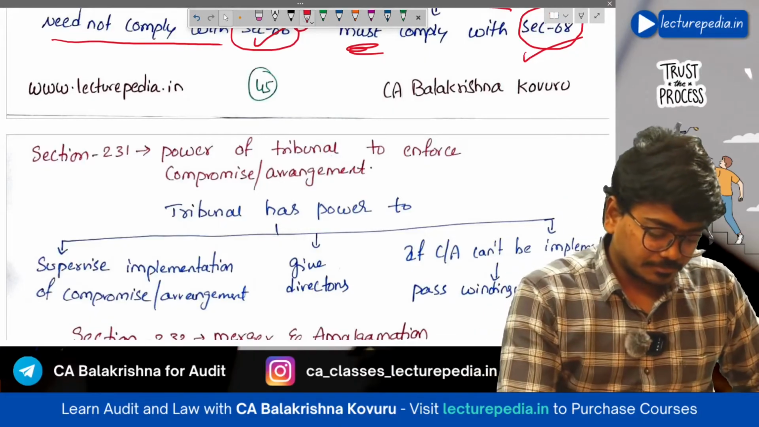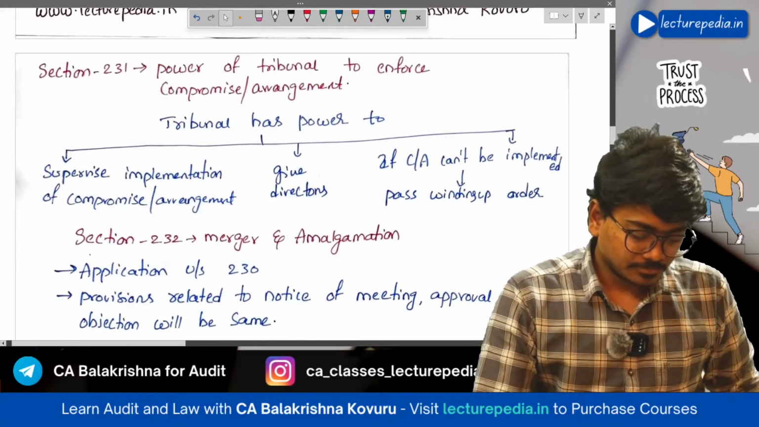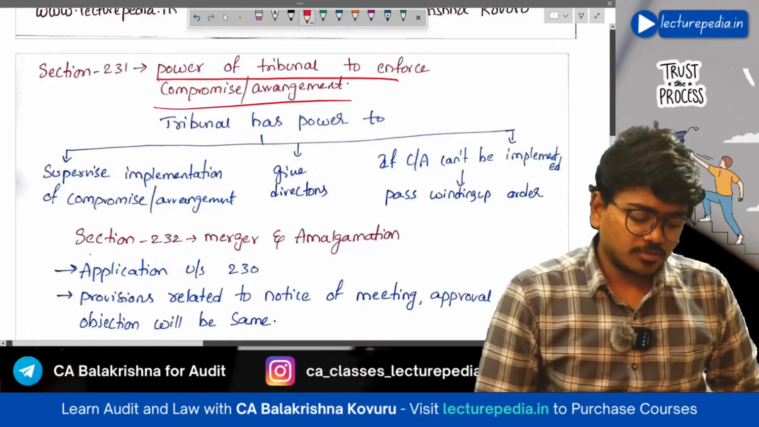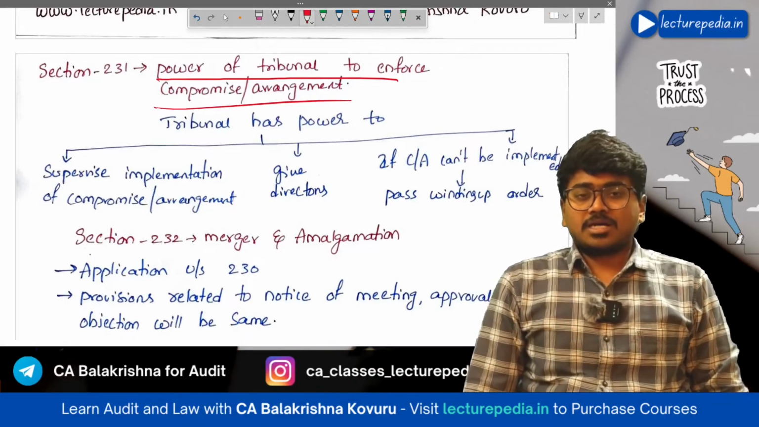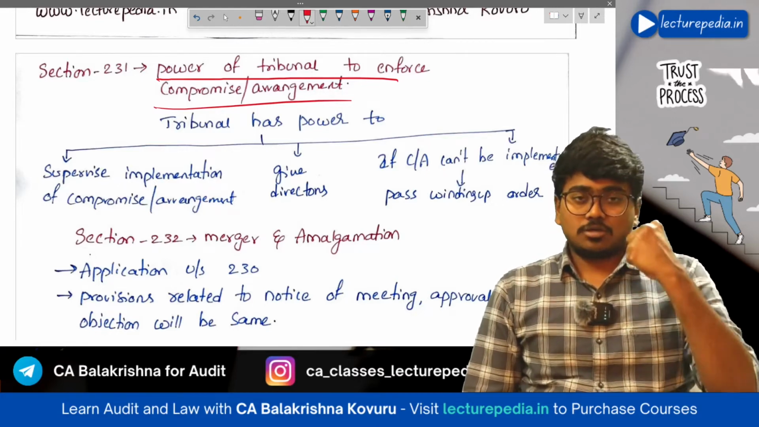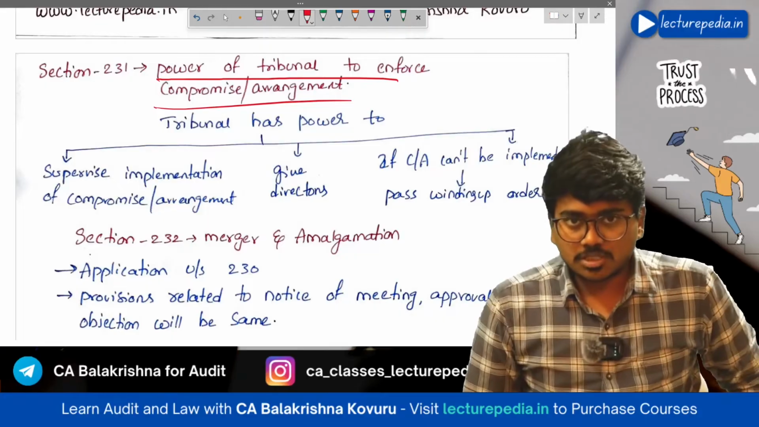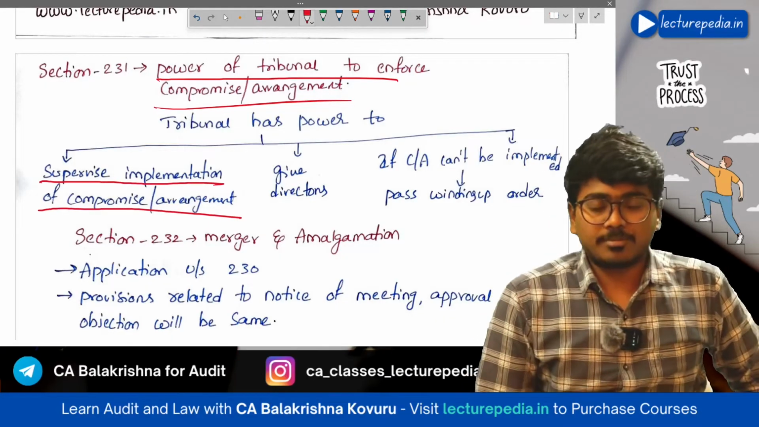Next, section number 231, power of tribunal to enforce compromise. Once a tribunal has ordered the compromise or arrangement, it has certain powers to enforce it. What are they? It can supervise the implementation of the compromise or arrangement.